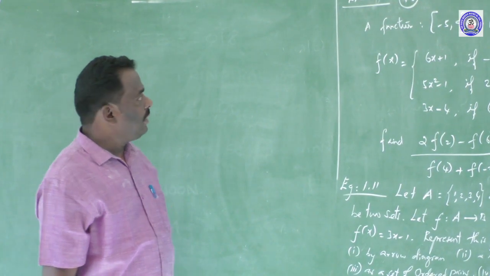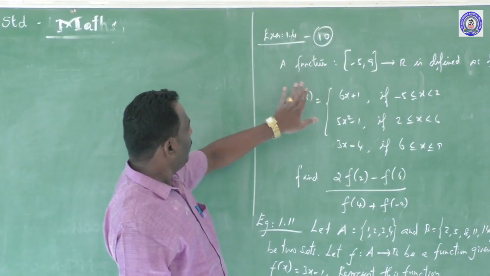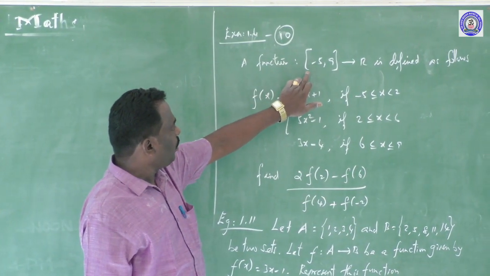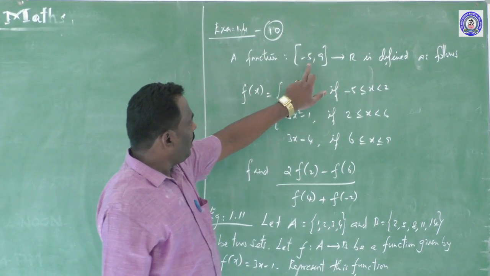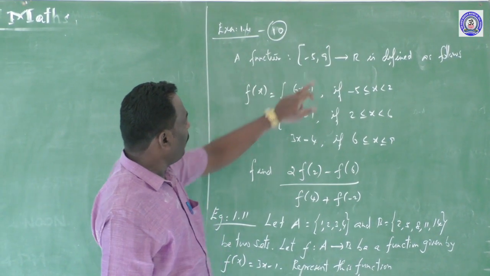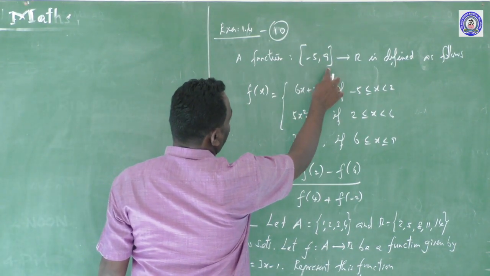Okay, see the next example. In exercise problem 1.4, question number 10, the function is from the closed interval minus 5 to 9. That is the interval. How are the elements? Minus 5 is included, and 9 is also included.